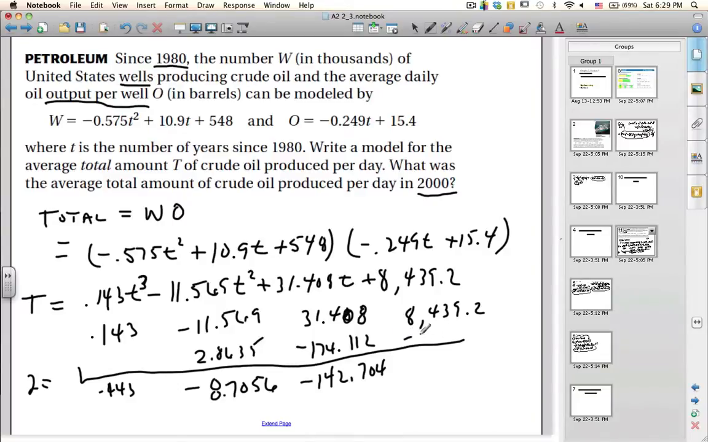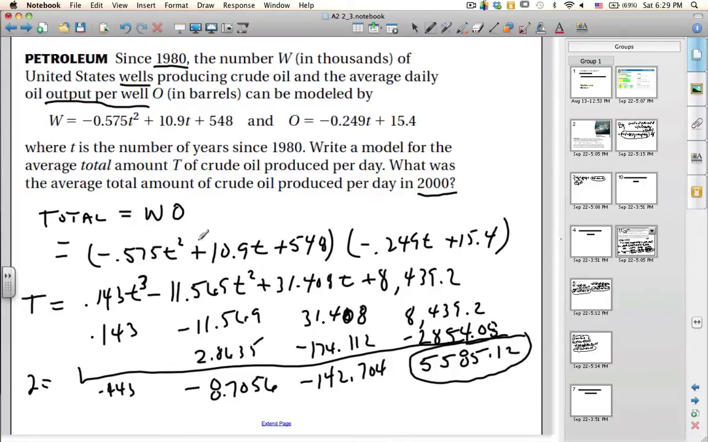I get negative 2,854.08. And when I add these together, I get 5585.12. And this is my output in the year 2000.